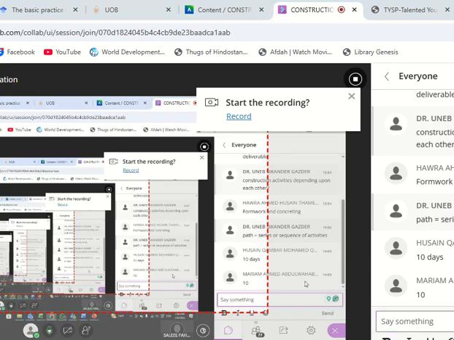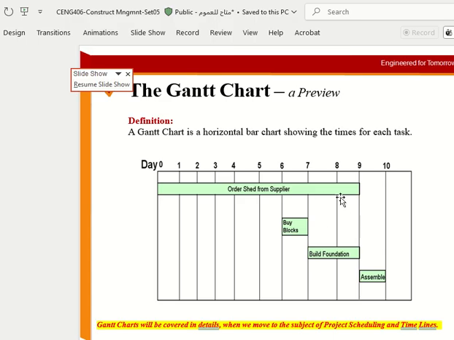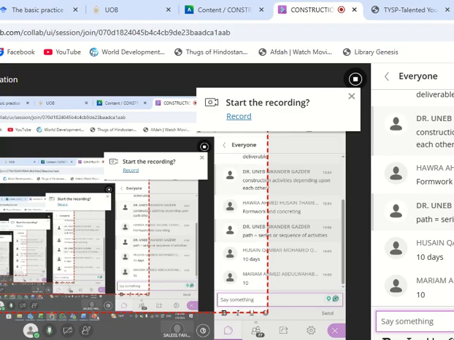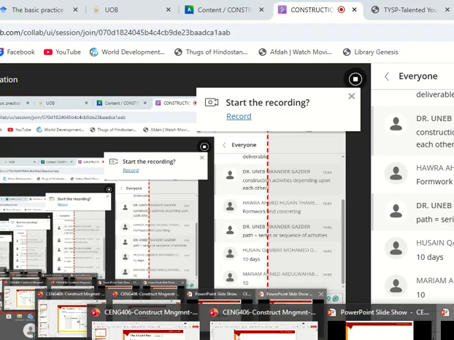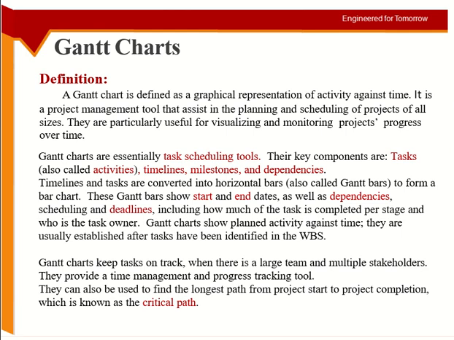10 days, yes. Because the logic is if you do not finish the ordering, there is no shed to assemble. So this is why it is the critical path. This is what they are saying here: the longest path is the critical path.